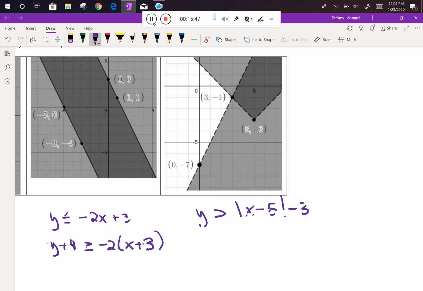For the line, I can see that we are shading below the line, and that's dashed, so y is less than. I can see from looking that the slope of the graph is 2, so it's going to be 2x, and it's starting from -7. So there's our y equals mx plus b equation.